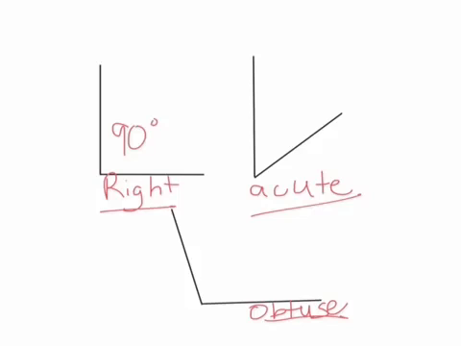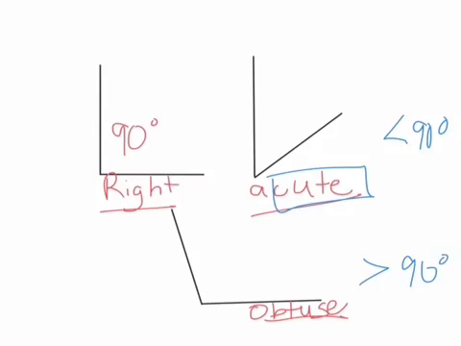The way I like to remember acute angle is it has the word cute in it. And it's a cute little angle. Notice that it's little. It's less than 90 degrees. And obtuse is greater than 90 degrees. And I like to remember that by saying obtuse. It's an obtuse angle. And that just helps me remember that it's a big angle.